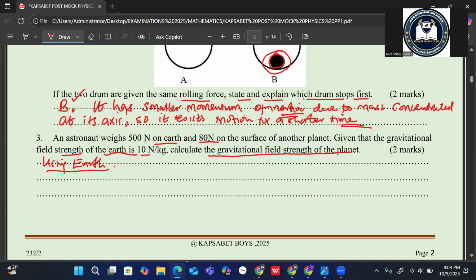We are supposed to get the mass of this astronaut because mass is constant everywhere. So from weight is given by mg, our m can be given by the weight over g. Therefore, we have our 500 divided by 10, and in this case, we are going to get 50 kg as our mass.